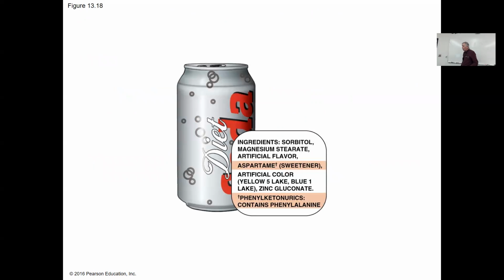And so that's why on lots of foods, it'll tell you whether it contains phenylalanine or not. This is for phenylketonuria, people who have this condition and have to be careful about how much phenylalanine they take in.